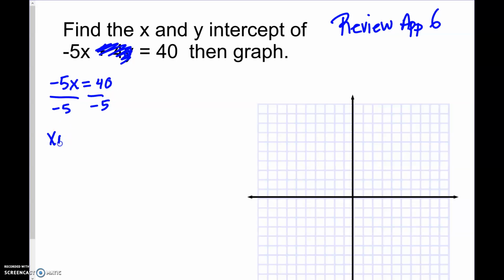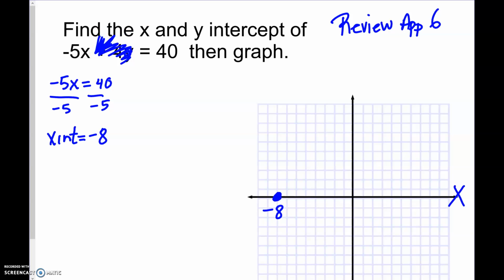And your x-intercept is negative 8. So remember, you go to your x-axis and count out negative 8. Remember, your x-axis is horizontal.